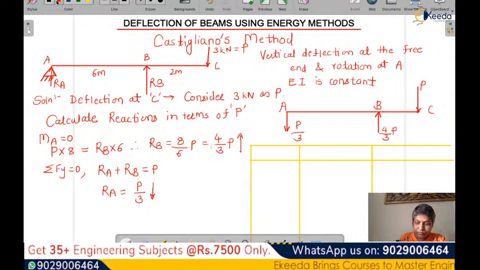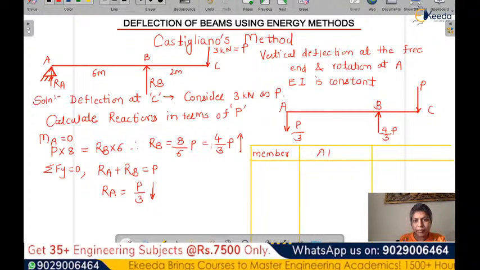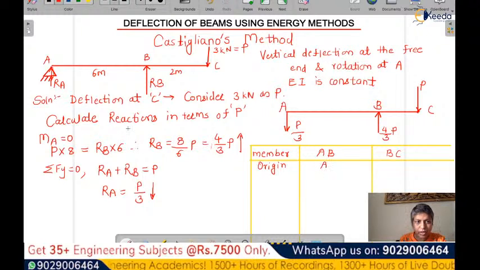So see the member, and the members are AB and BC. What is the origin for AB? Let's say A. A is always good because it's from the starting part. For BC, C is good, it's starting from C. Then let's write down the limits. So the limits will be 0 to 6 and here it is 0 to 2.